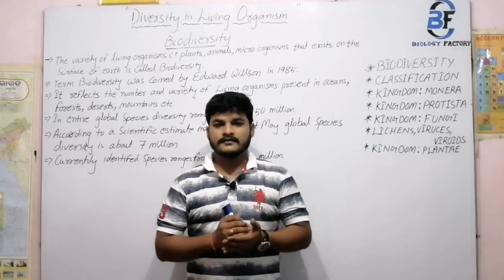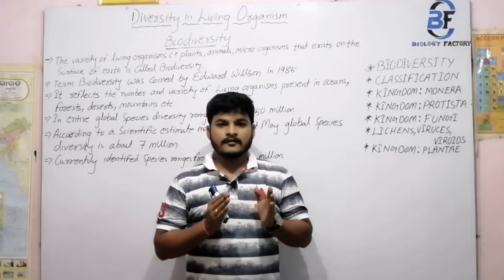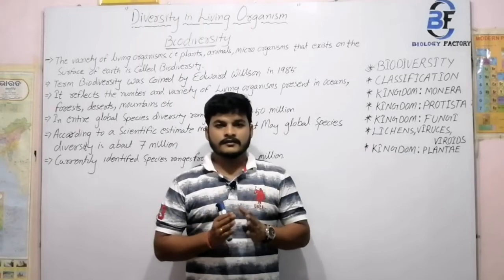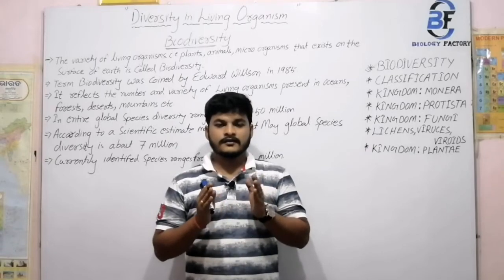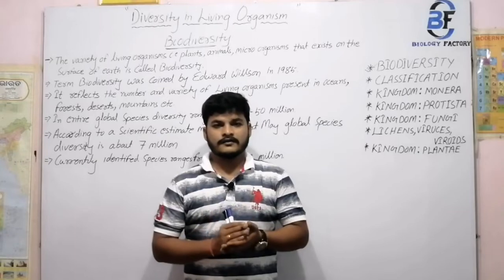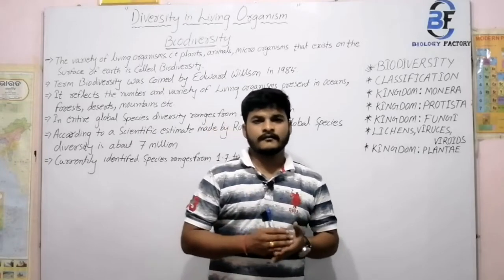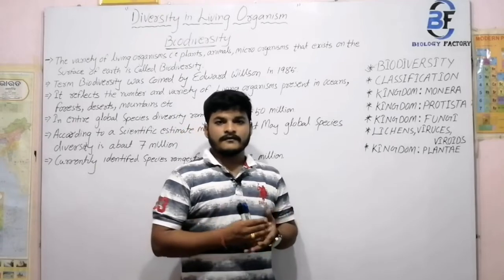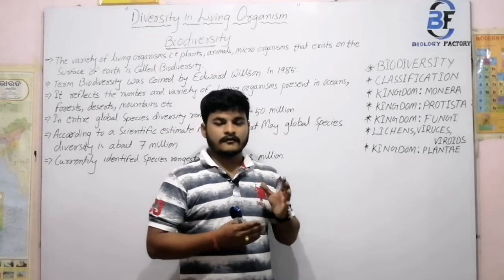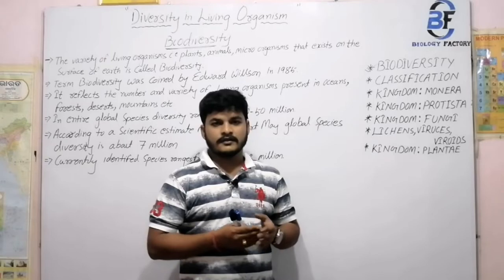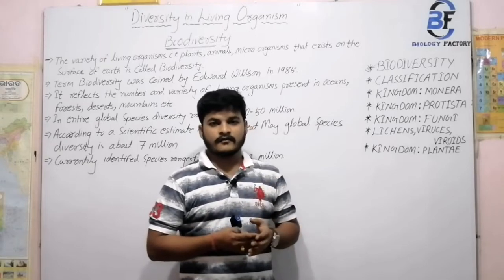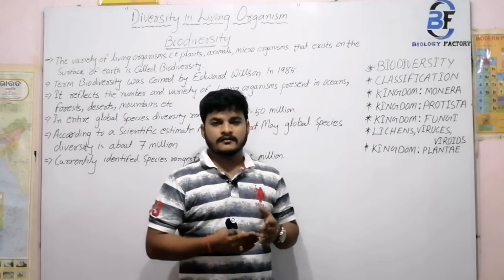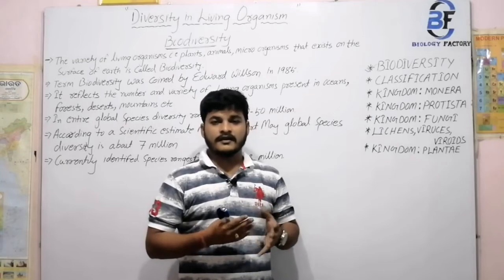This is your very first unit of class 11 botany. If we talk about this unit, diversity in living organisms, then the unit consists of a number of chapters. The first chapter is biodiversity. Next, the classification of biodiversity. Here we talk about nomenclature and a variety of other things.